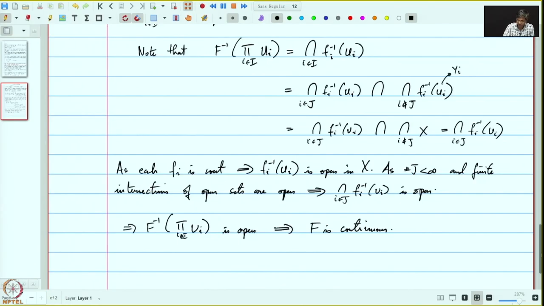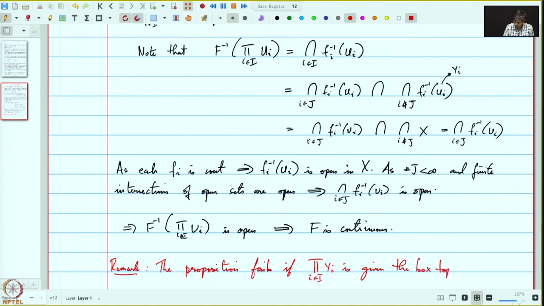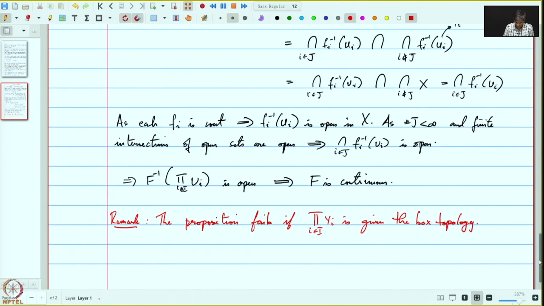Okay, so let's make a remark, and this remark is one of the reasons why we reject the box topology. The above proposition fails if this product is given the box topology. And recall the diagonal exercise given before.